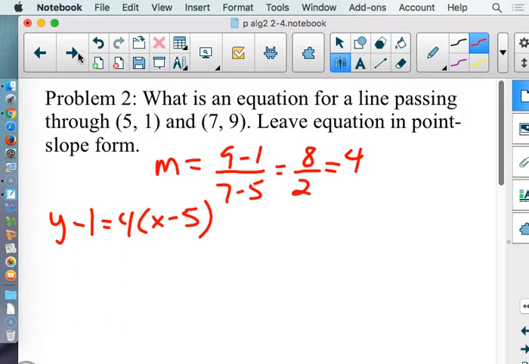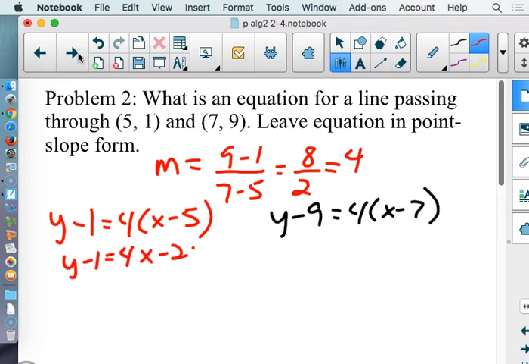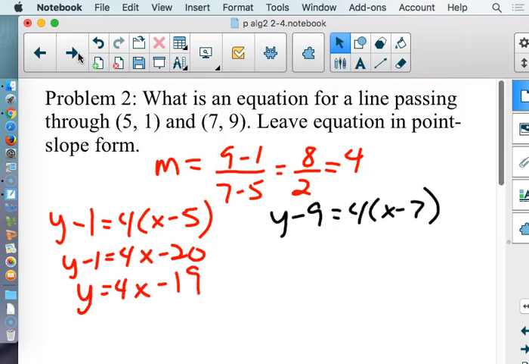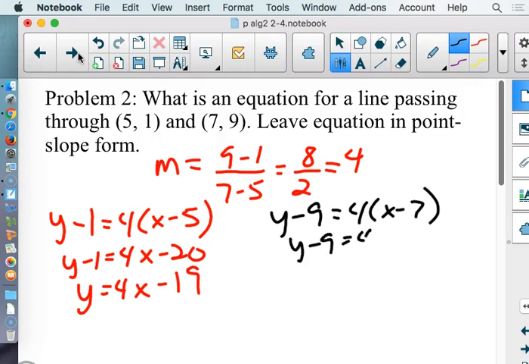Okay, but this has got me thinking. What if somebody used the other one? Y minus 9 equals 4 times the quantity x minus 7. How is that going to turn out? They look totally different. Here's why. You don't write down these steps because this said leave it in point slope form. If we put this into y equals mx plus b, it's going to look like this. And if we put this one in slope intercept form, it's going to look like that.